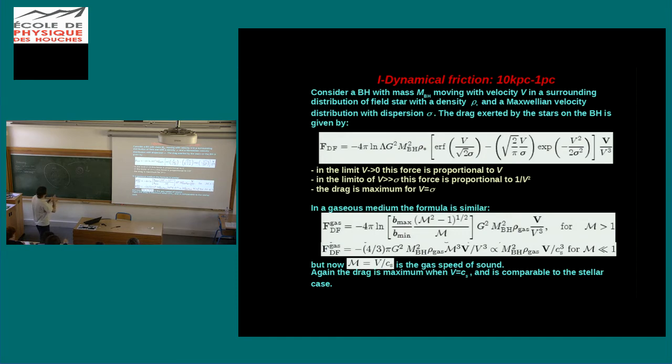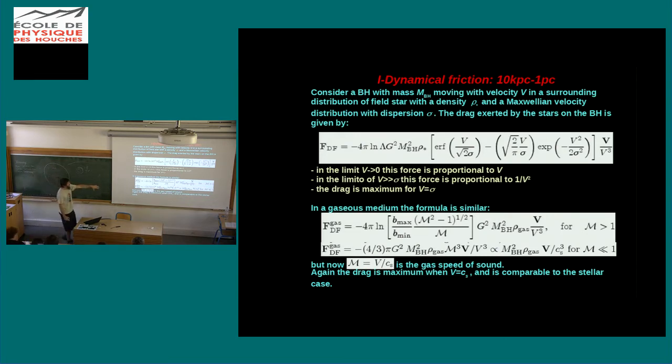You can work out the formulation for this force assuming a typical Maxwellian distribution for the velocity of the particles, and you can see that, in the limit where the velocity of the black hole is 0 or much larger than the typical velocity of the stars, this force goes to 0. And the drag is actually maximum when the velocity of the black hole is of the order of the dispersion velocity of the stars. So if you have, for example, a black hole that moves with a circular velocity, which is usually of the order of sigma, in a sea of stars with a velocity dispersion sigma, this is where you have the maximum effect of dynamical friction, and you bring the black hole to the center.